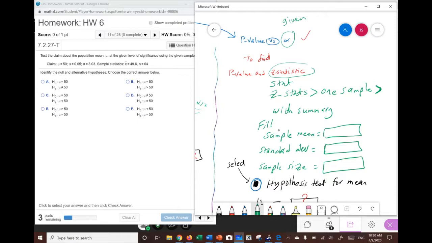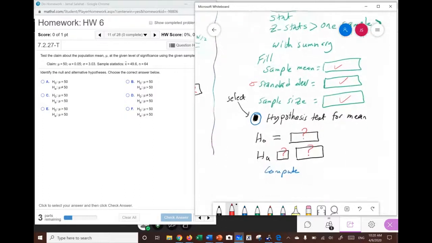You get to this point, you're going to fill the three values here, which is what's the mean, what's the standard deviation, what is the sample size. By the way, the sample mean and the sample size are given in the sample. The standard deviation here is sigma, which is given in the problem. So you follow those and you go to the hypothesis test and you make the selection there.